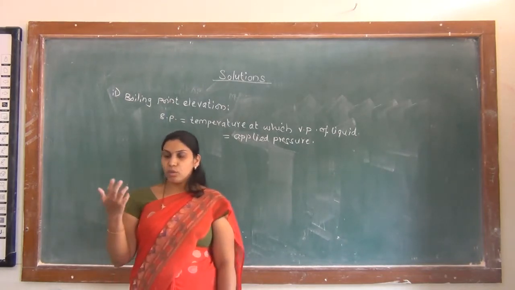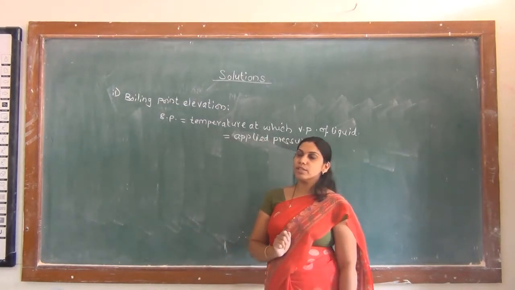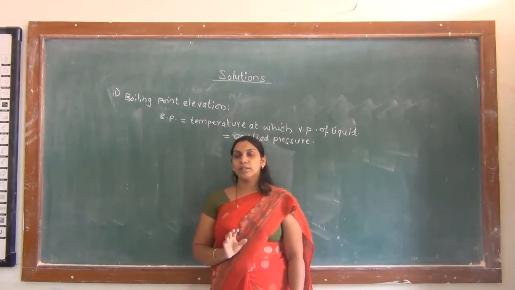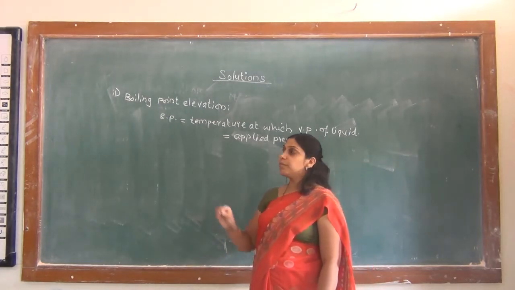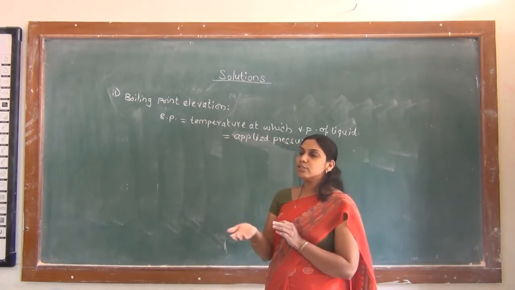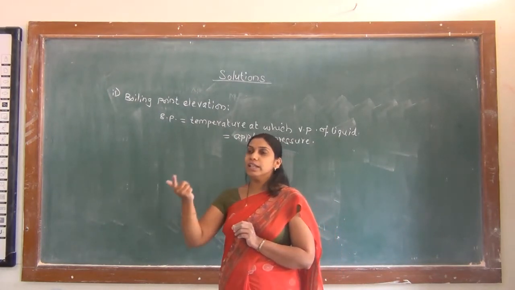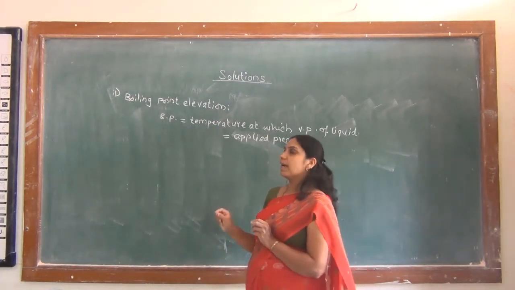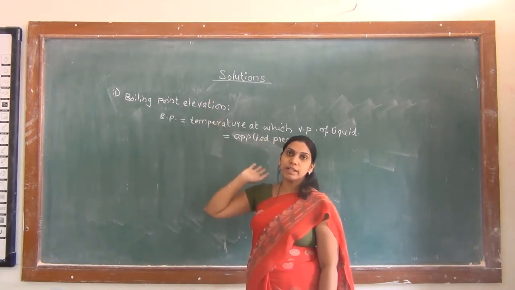Now we'll see what is boiling point derivation. In vapor pressure lowering we saw that when a non-volatile solute is added to the pure solvent, the vapor pressure of the solvent decreases. Similarly, in case of boiling point elevation, when you add a non-volatile solute into a pure solvent, its boiling point increases. This increase in the boiling point of the pure solvent by addition of a non-volatile solute is called as boiling point elevation.